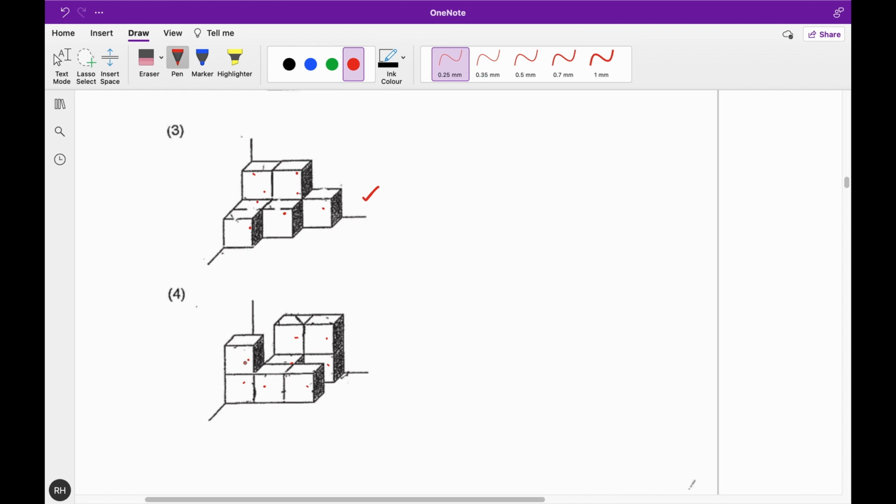Okay, so option 4, 1, 2, 1, 2, 3, 4, 5, 6, okay, 7, 8, 9. Okay, so there's 9 cubes here. I almost missed it as well. Okay, so this is not possible. Option 4 is wrong.